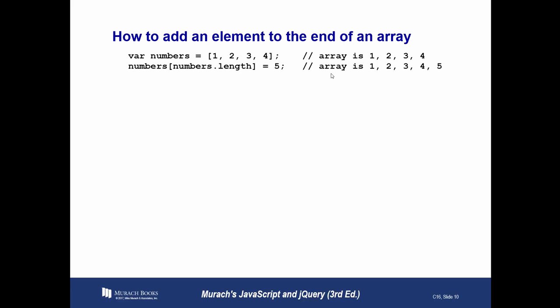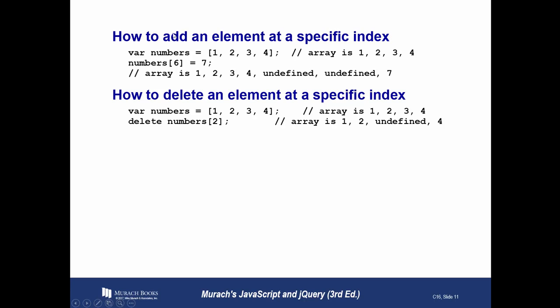To add an element to a specific index, you use its index to refer to the element, and I think there's an example of that right here. Okay, so notice we've got 4 elements, 0, 1, 2, 3. Now we put something in element 6. So we've got 1, 2, 3, 4. There's nothing in 5, and then there's something in 6. So that's what it would look like.